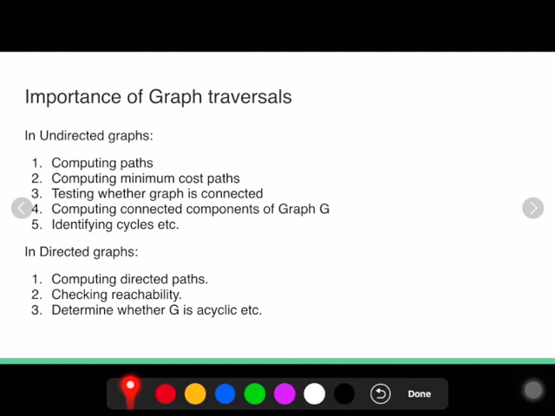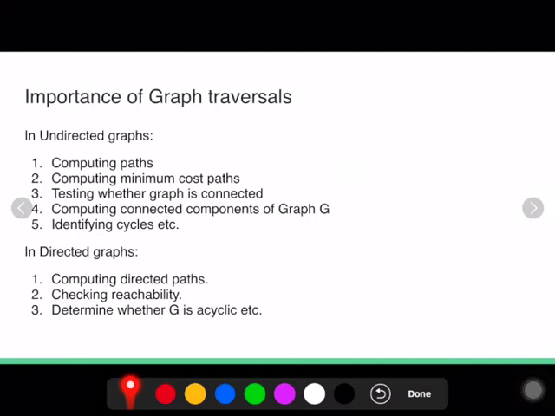Then testing whether a graph is connected. So just now we have seen that a connected graph is nothing but, take any pair of vertices, there should be a path between those two vertices. So we can also check whether a graph is actually connected or not. And also computing connected components, that is also possible using graph traversals. Then identifying cycles, because whenever we traverse a graph, if while traversing we reach a vertex which has already been visited, then I can consider that we have detected a cycle.